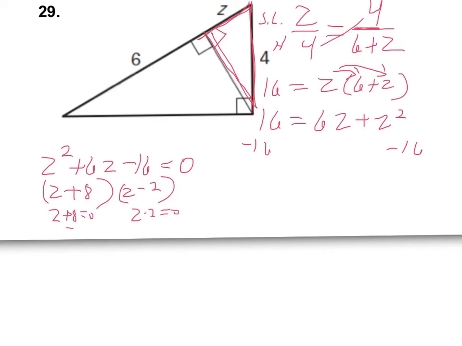And so we get two answers. One of them is negative 8. The other one is positive 2. I don't think negative 8 is going to work as an answer, because that would mean this side has a distance of negative 8. So we're going to reject that, but z equals 2 is a perfectly good answer.